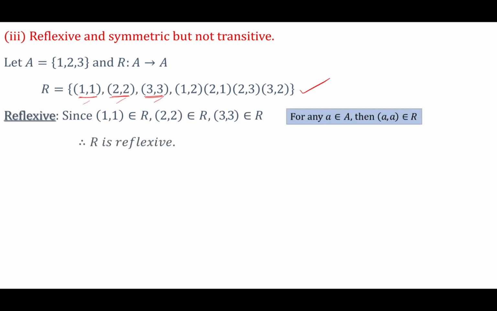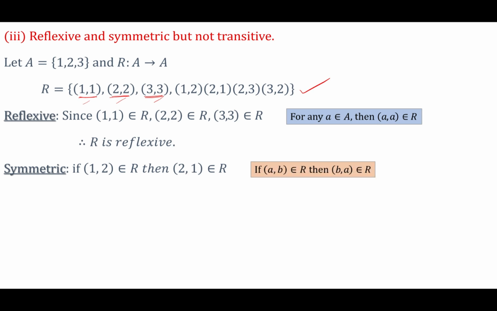Now, symmetric. If (1, 2) is there, then (2, 1) must be there. This is the definition of symmetric. If (a, b) is there, then (b, a) must belong to R. Check, if (1, 2) is there, (2, 1) must be there. And (2, 3) is there, so (3, 2) is also there. So the given relation is symmetric.